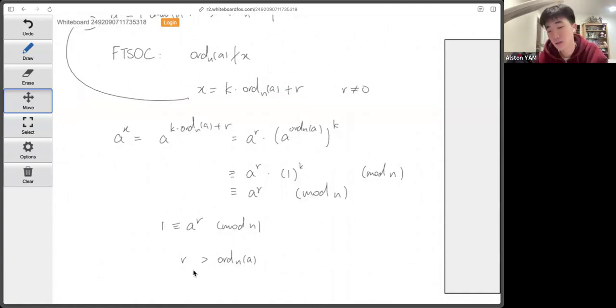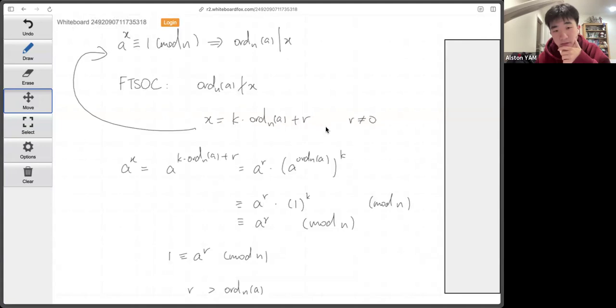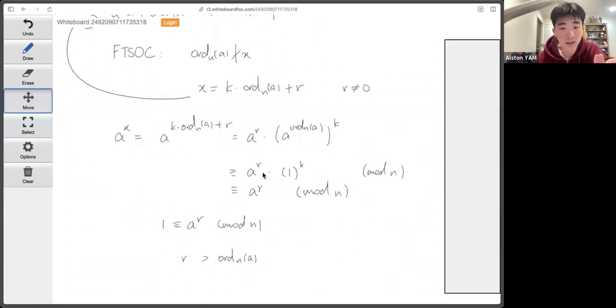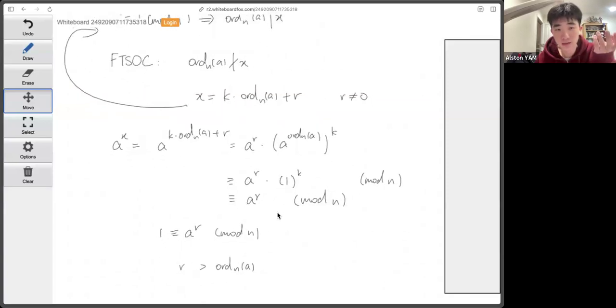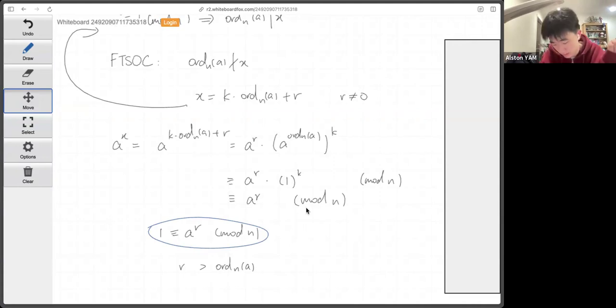So now we have r is larger than the order of a, but that's also bad. Why? Because r is the remainder of the division, and the remainder of the division we know has to be less than the thing you're dividing by. So whatever the case is, this condition here cannot happen. And now we have a contradiction.